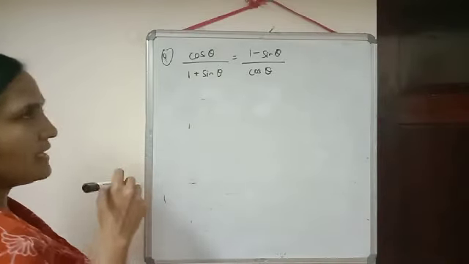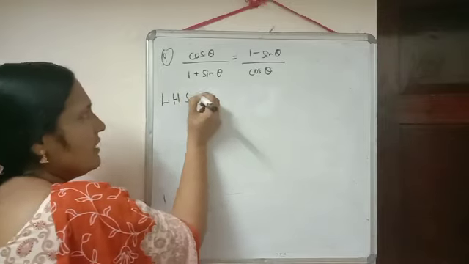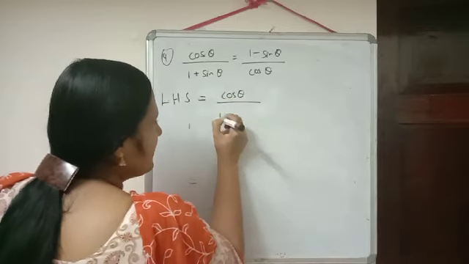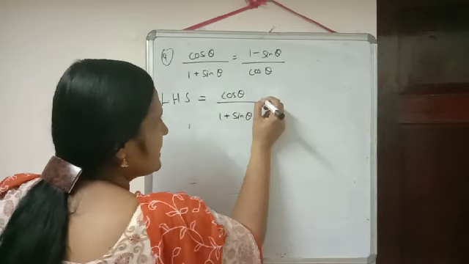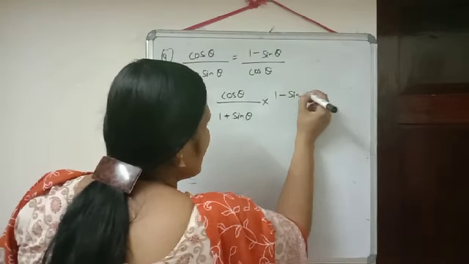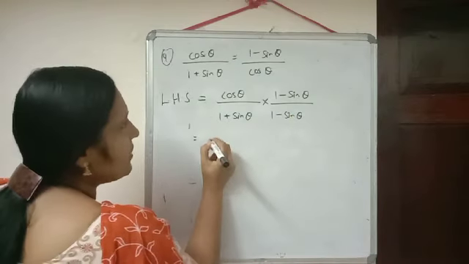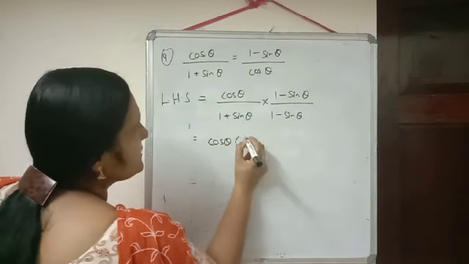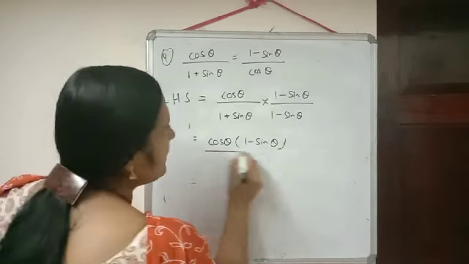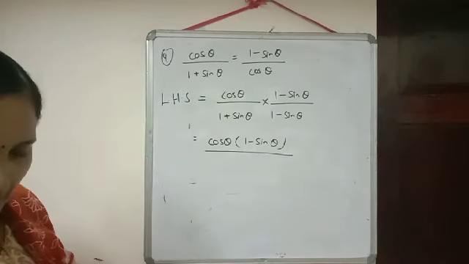In the previous one we rationalized the numerator. So in this one what can we do? We can rationalize the denominator. So we have here cos theta by 1 plus sin theta. Now by which expression will we multiply? We will multiply it by 1 minus sin theta. So it will be equal to here in this way. Then cos theta into 1 minus sin theta we will write as it is. Then what will come here? 1 plus sin theta into 1 minus sin theta.